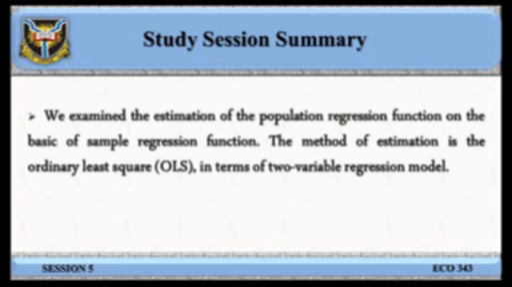Study session summary. In this study session, you examined the estimation of the population regression function on the basis of the sample regression function. The method of estimation is ordinary least squares, OLS, which was discussed in terms of the two variable regression model. We went further to discuss the coefficient of determination, which shows how well a regression line fits the data. Finally, you were exposed to maximum likelihood estimation, which is a point estimation method that is stronger in some theoretical properties than the OLS method.